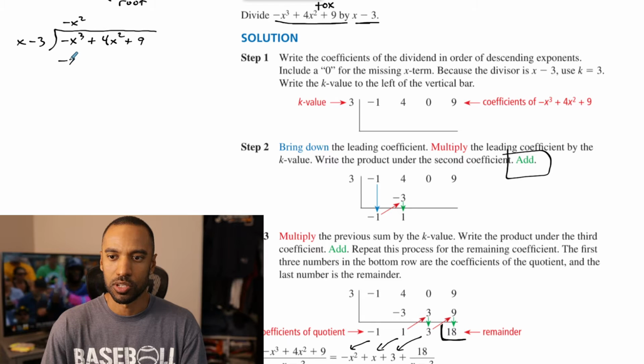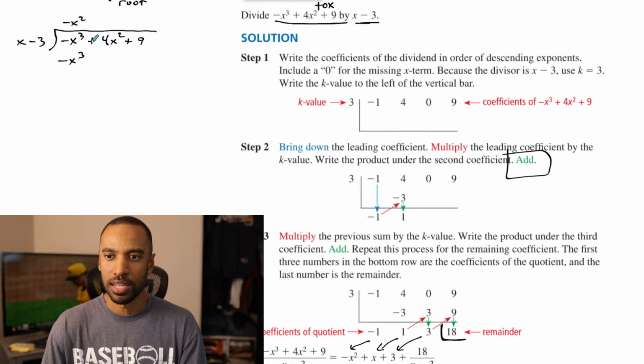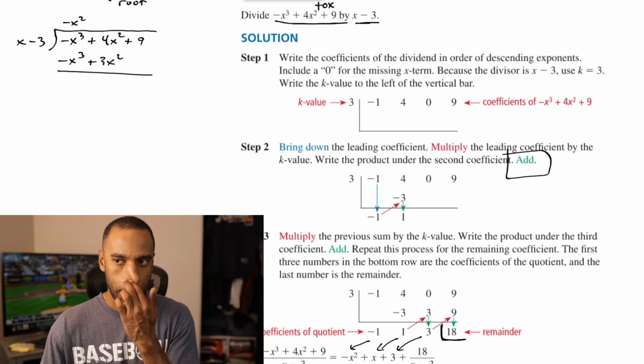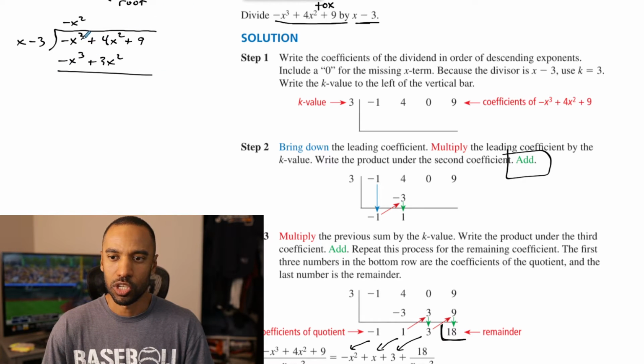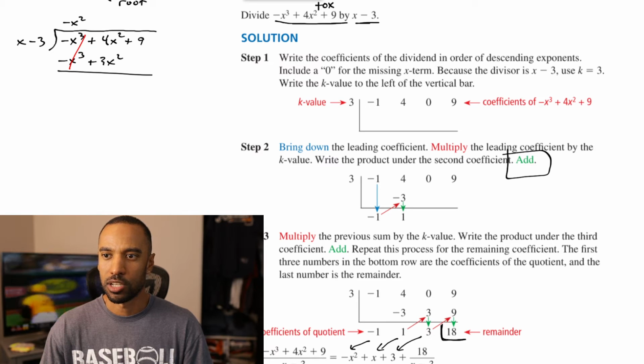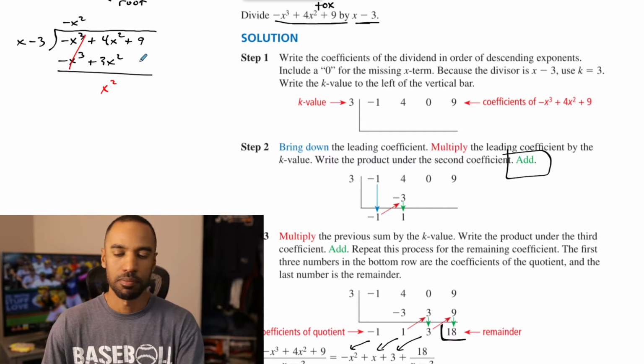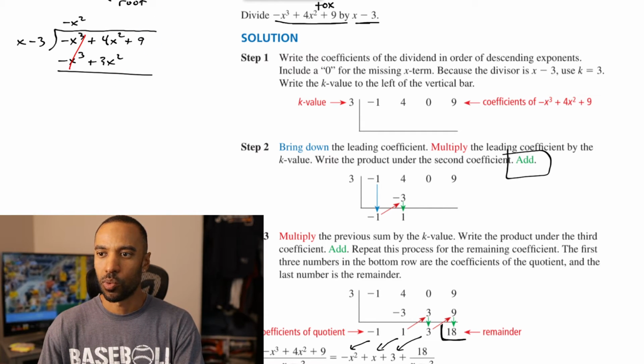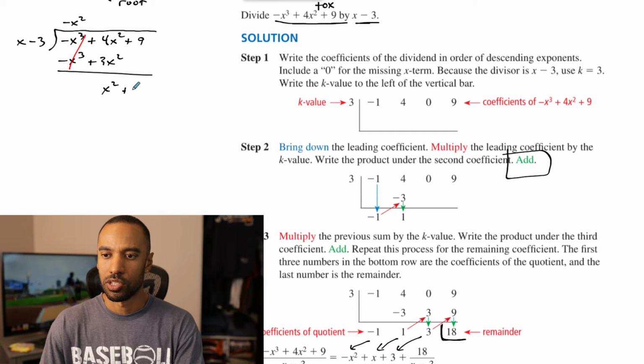X times -x squared is -x cubed. -3 times -x squared is positive 3x squared, and you subtract the result. -x cubed minus -x cubed is 0. 4x squared minus 3x squared is 1x squared. Oopsie. You can use black. And 1x squared plus 9 is here.